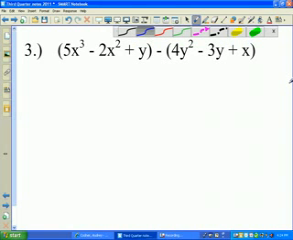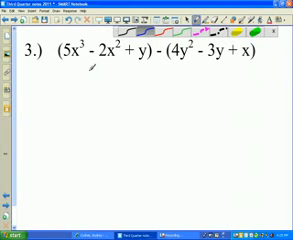So we have 5x cubed minus 2x squared plus y minus 4y squared minus 3y plus x. What do you notice? Hopefully you notice that this time we have two variables going on here. We have x's and we have y's. So the way to tackle this is to think the alphabet. What comes before what? So x comes before y. So we want to deal with all the x's, then we want to deal with all the y's, and then at the end you'll have your constants or just the numbers.